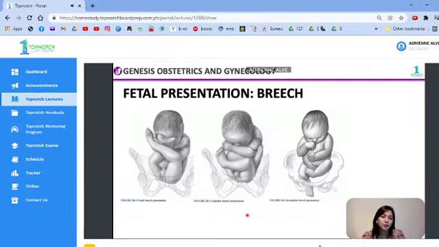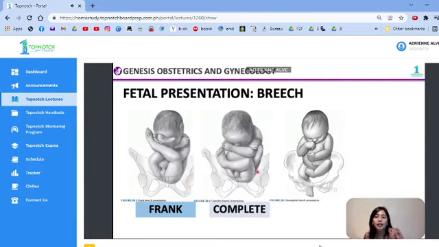Now we have three kinds of breech presentation. The first is frank breech. So ano yung frank breech? So frank breech, your hips are flexed, but your knees are extended. Okay? So parang ganito siya, ganito yung itsura ng frank breech. Next kind of breech presentation is your complete breech. So kaya siya complete kasi both hips are flexed. So your hips and your knees are flexed.